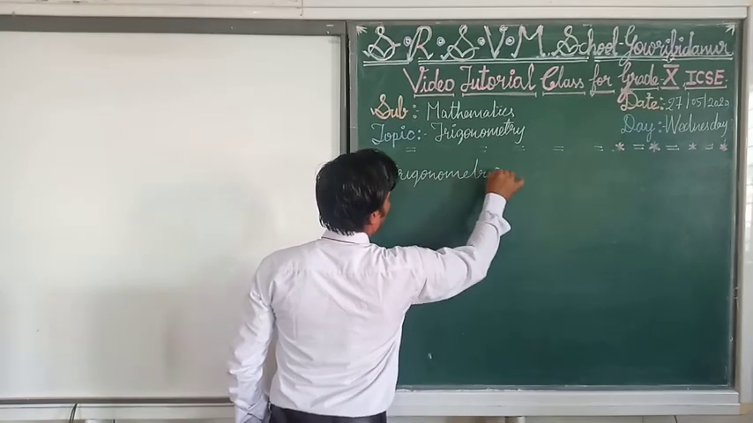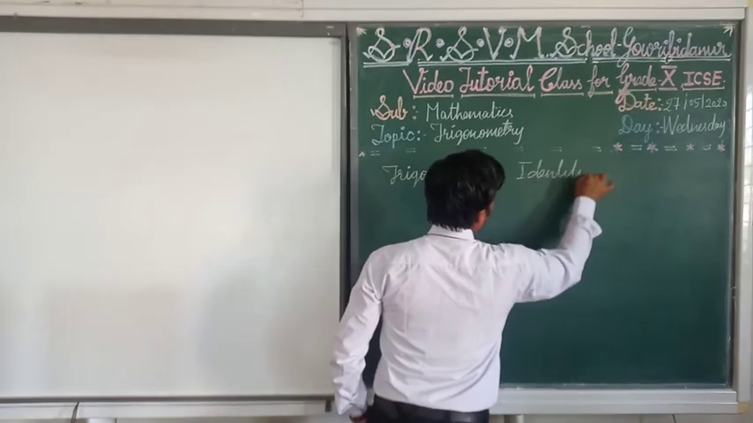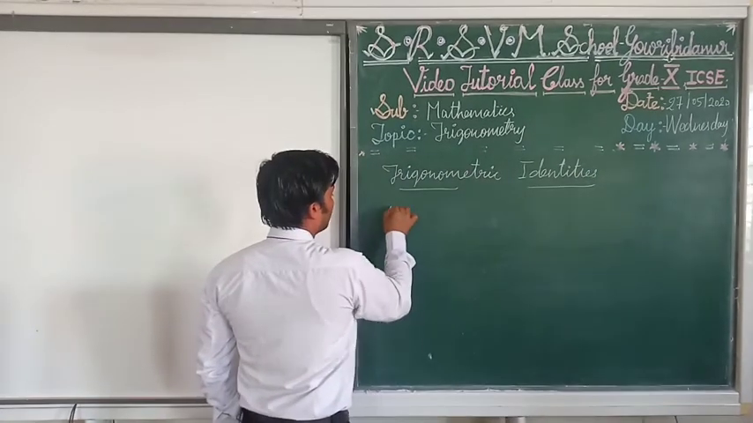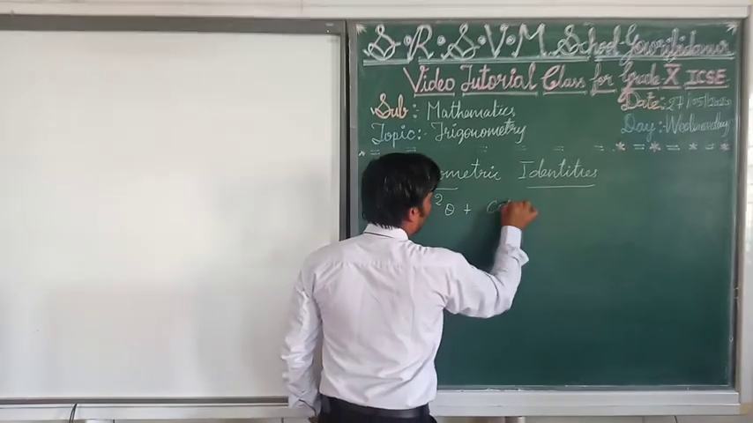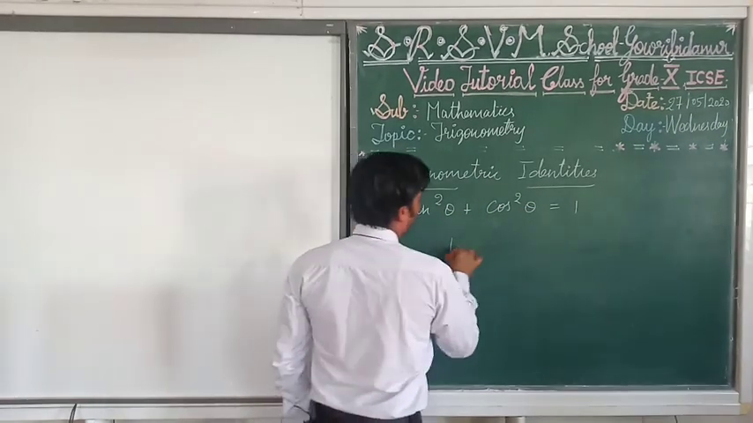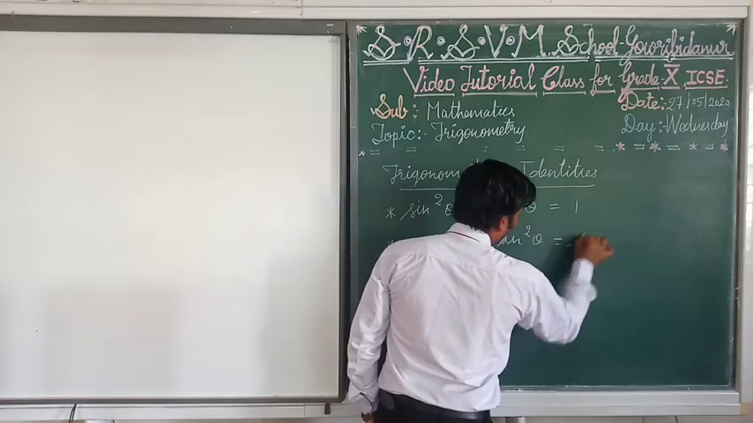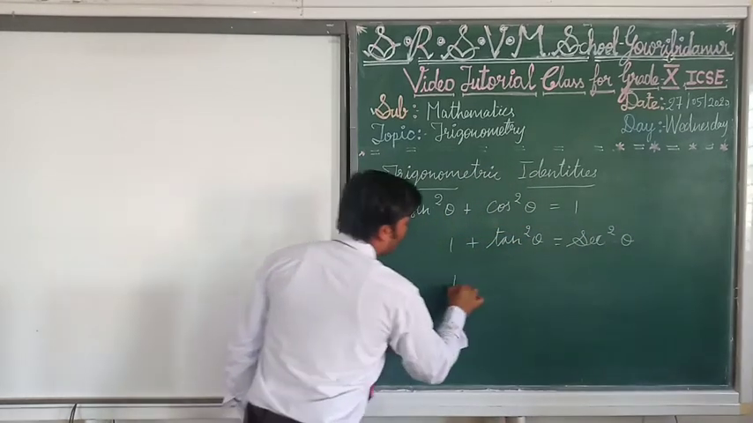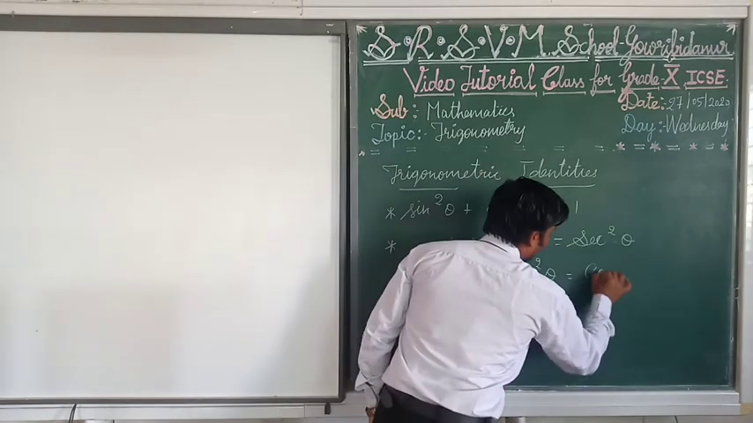Trigonometric identities. First one, sin square theta plus cos square theta is equal to 1. Second one, 1 plus tan square theta is equal to secant square theta. Third one, 1 plus cot square theta is equal to cosecant square theta.